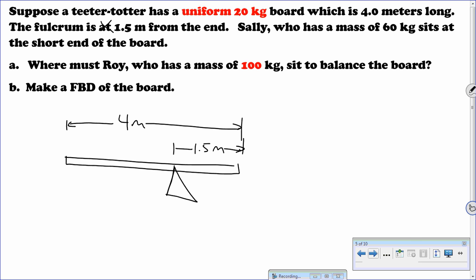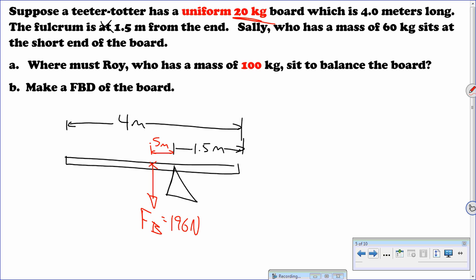Okay, so right now, we've already got one force that we can put on this thing. So right here, 0.5 meters from the fulcrum is the force from the board itself. And the problem tells us it's a 20 kilogram board, so 20 times 9.8 is 196 newtons. So that is, already there's one force on the board. Does that make sense?